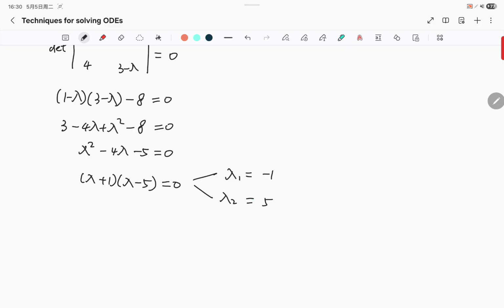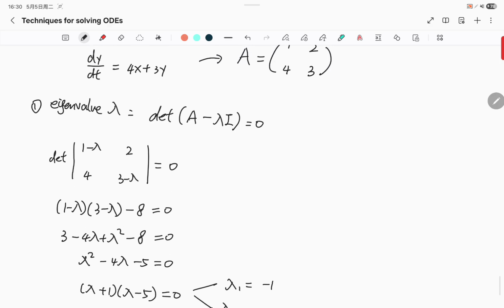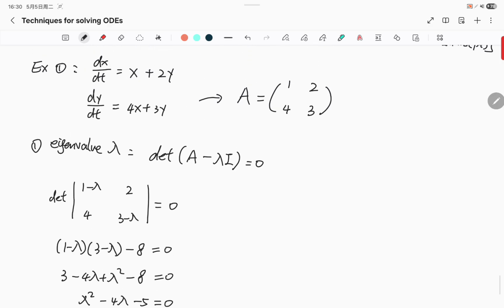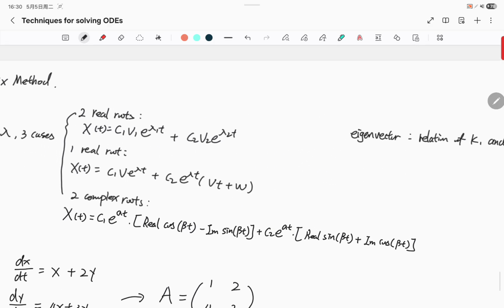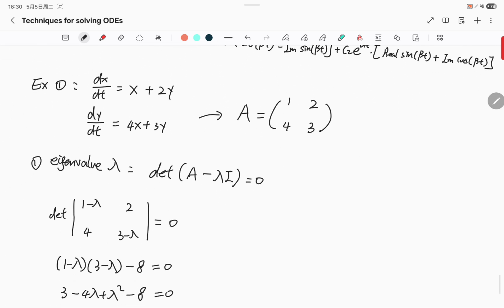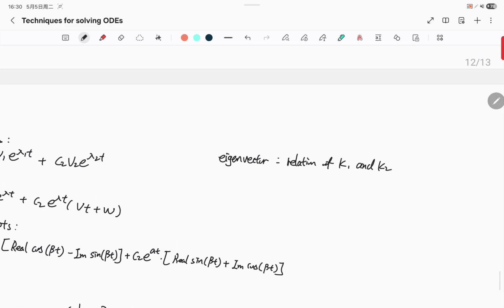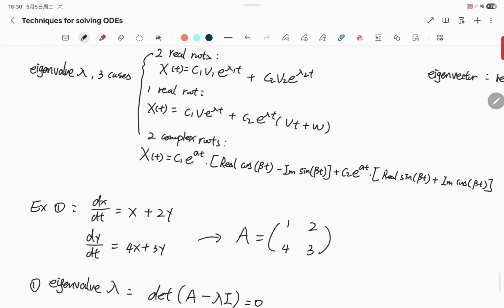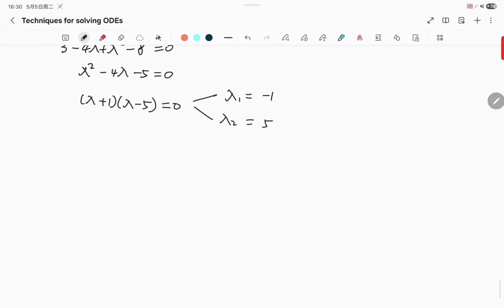Now, next up is to get something called the eigenvector. I have no clue why it is called eigenvalue and eigenvector, but the eigenvalue is simply lambda, and this is the method of how to get this value. The eigenvector is the relationship between k1 and k2. What does that mean? No worry, let's proceed. Step 2, eigenvector.